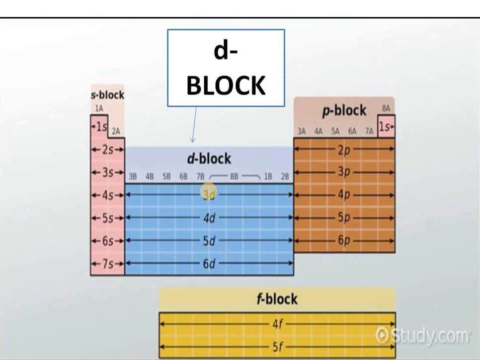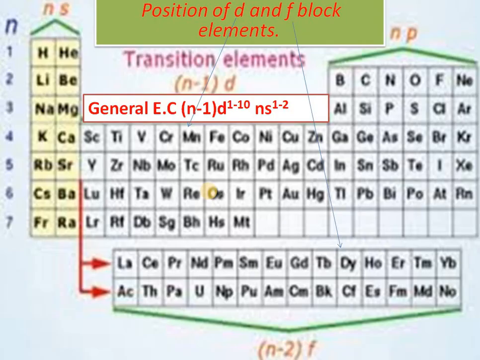So let us start. As you know, D block is in between S and P, and F block is lying at the bottom of the periodic table. D block signifies the filling of D orbital. F block signifies the filling of F orbital. So if we see the position, on the left hand side we have S block, on the right hand side we have P block, and in between that is D block, and these are also known as transition elements.